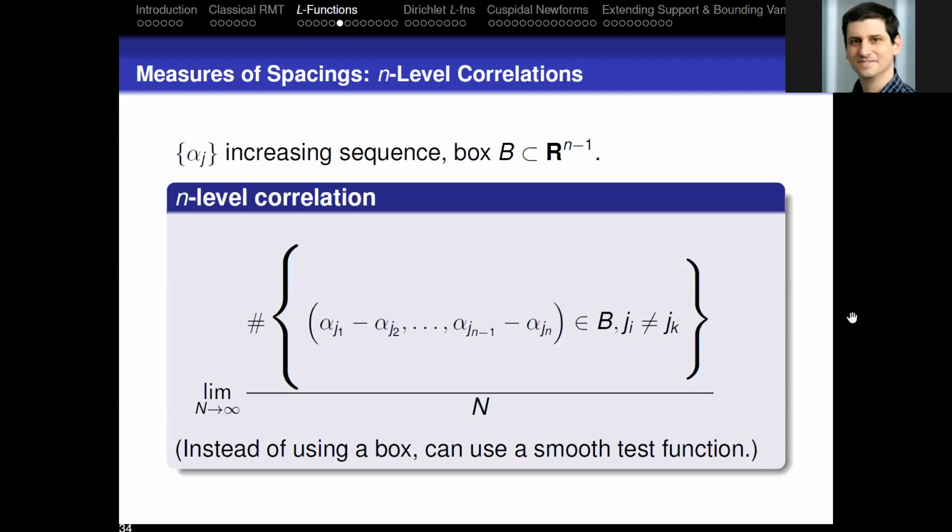And so the first statistic that's looked at is the N-level correlations. It's talking about how many times, if you look at tuples, do the differences lie in a box? In the interest of time, I'm not going to say too much about this. This is the work of Montgomery. Next.